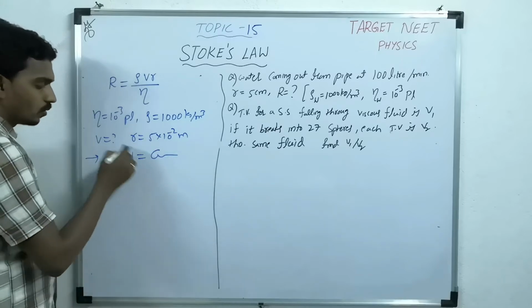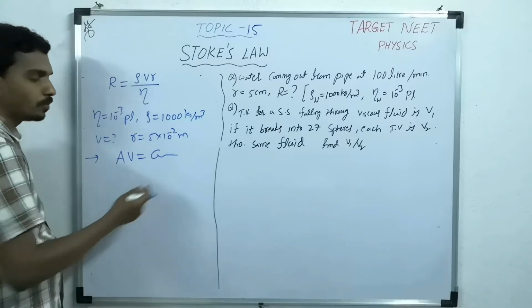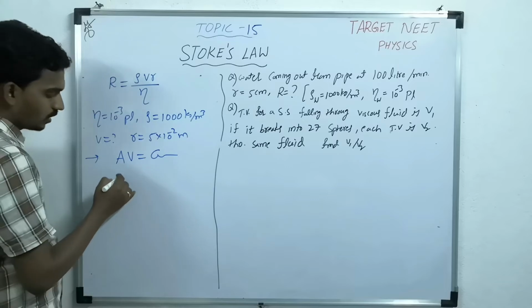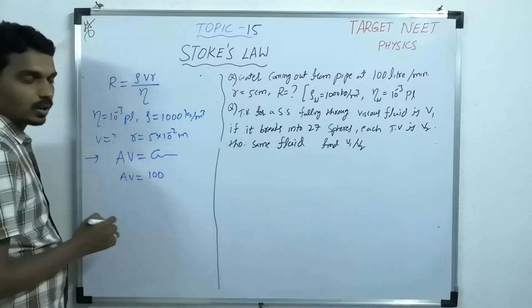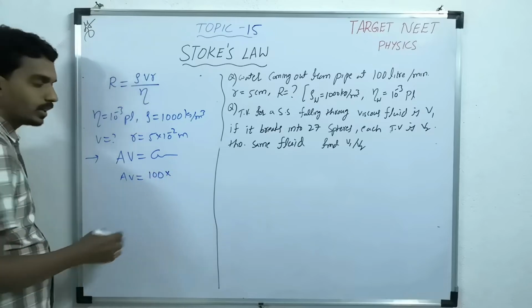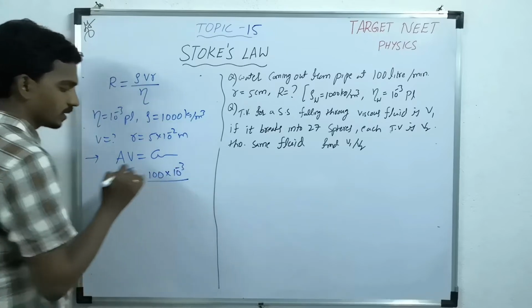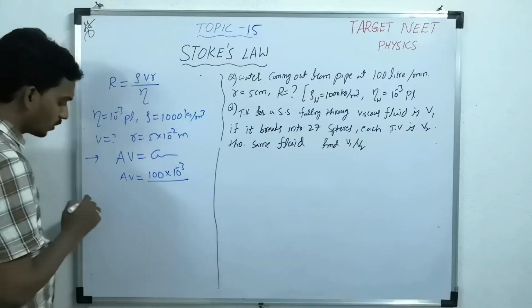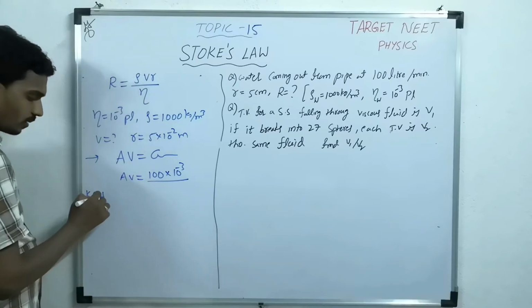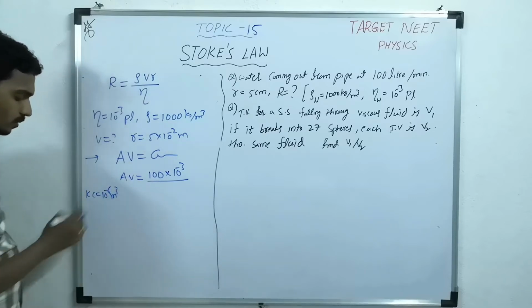So that is the volume efflux, that is volume per second. So the A into V value is given as 100 liter. How can you convert liter into meter cube? 10 power minus 3. 1 liter is 1000 cc. 1 cc equal to 10 power minus 6 meter cube.